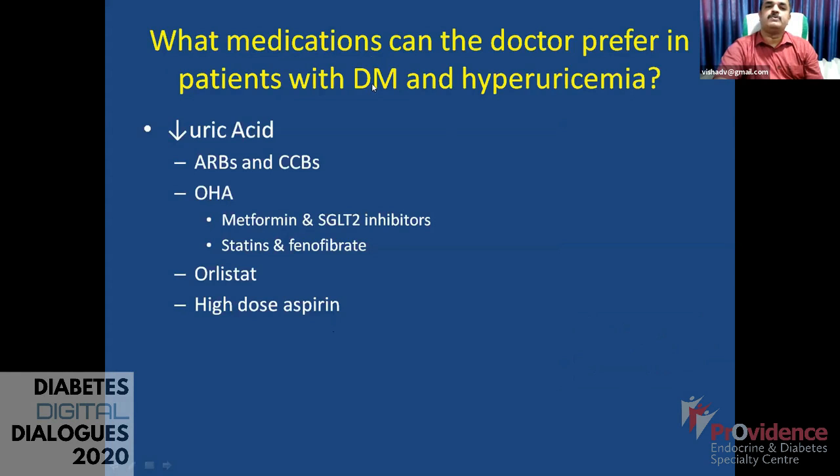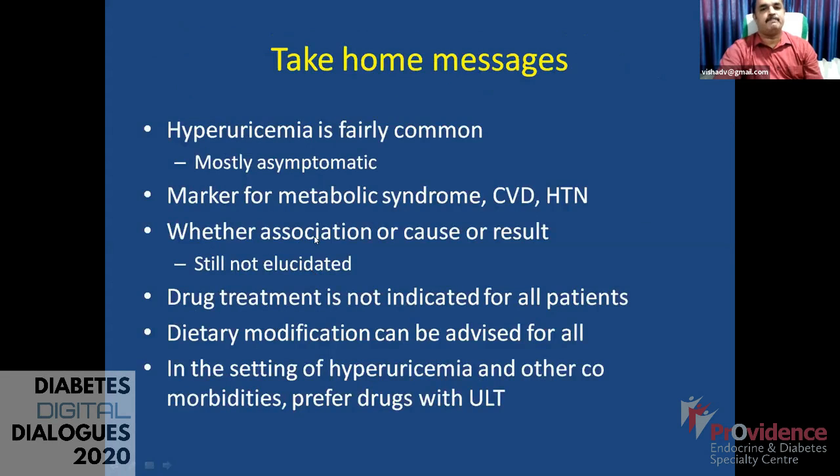There are some medicines which we would be using in patients with diabetes which can positively influence the uric acid level. If the patient is hypertensive, angiotensin receptor blockade, especially losartan, has been found to lower the level of uric acid. Calcium channel blockers are also beneficial in lowering uric acid levels. When we are using oral hypoglycemic agents, preference may be given to metformin or the SGLT2 inhibitors, and statins and fibrates when we are treating dyslipidemia. High dose aspirin has been found to reduce uric acid, although low dose aspirin, that is less than 350 milligram per day, increases the risk of hyperuricemia.